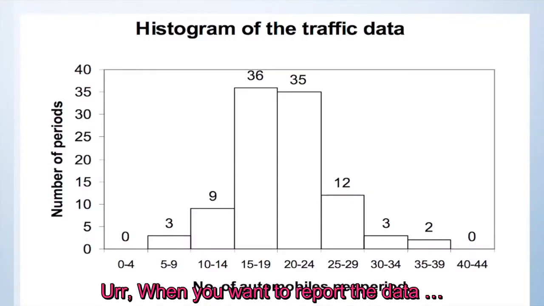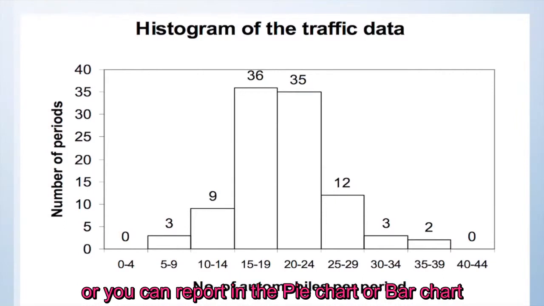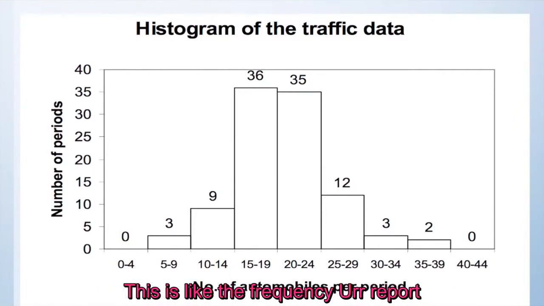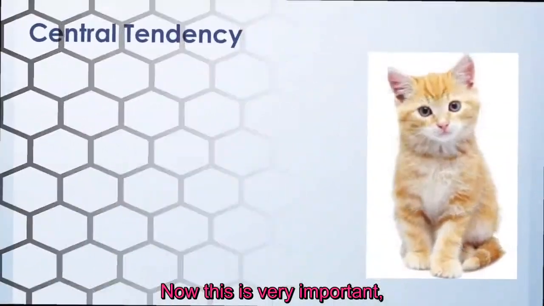When you want to report the analyzed data, you can report it by histogram, or in a pie chart or bar chart. This is like the frequency report. It's like a histogram of traffic data. You can also use a frequency polygon. Now this is very important.